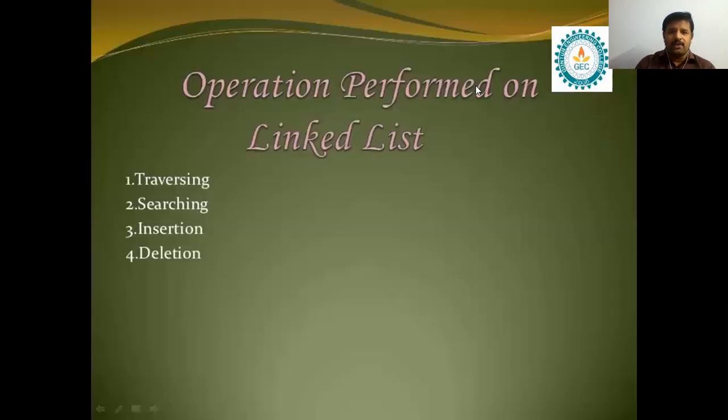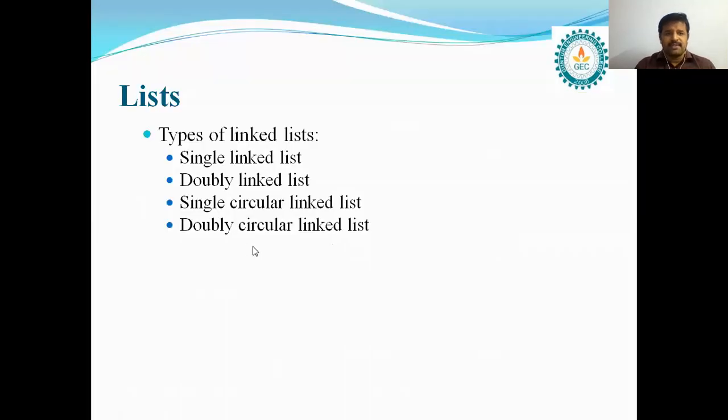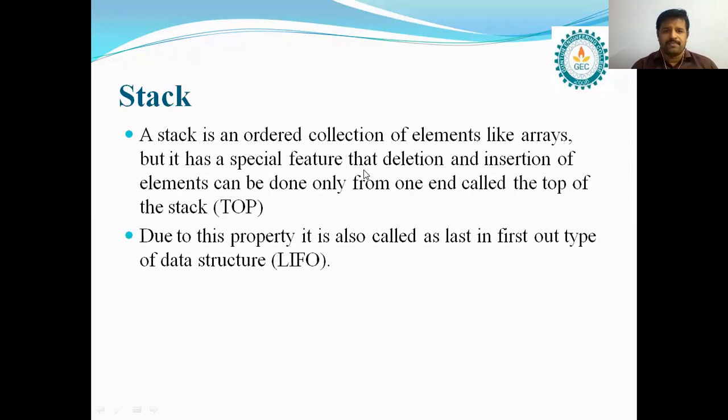And following are the different operations performed on a linked list: traversing, searching, insertion, and deletion. And next are the types of linked list. The linked lists are classified into different types like single linked list, double linked list, single circular linked list, and double circular linked list. You can classify the linked list in these different ways.